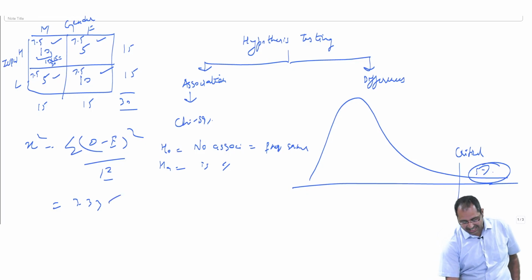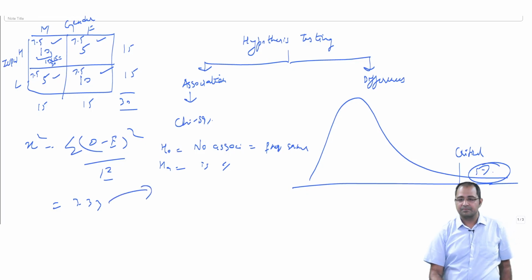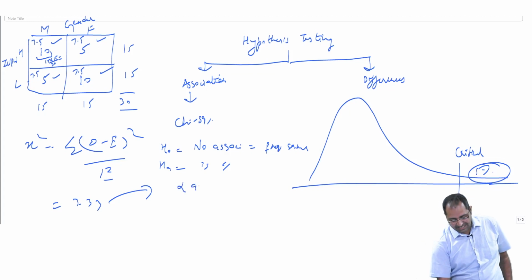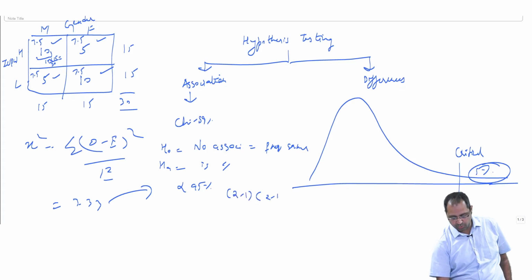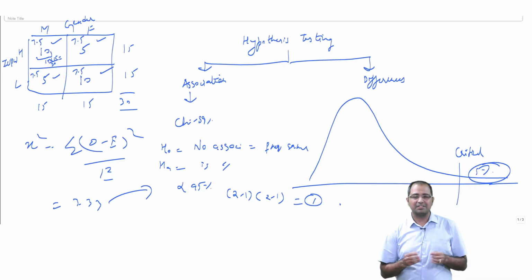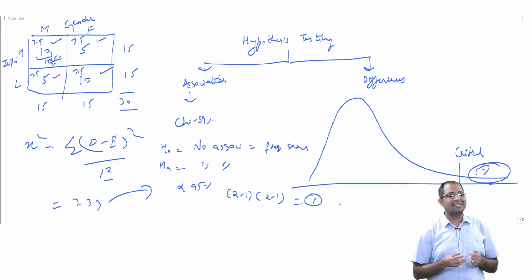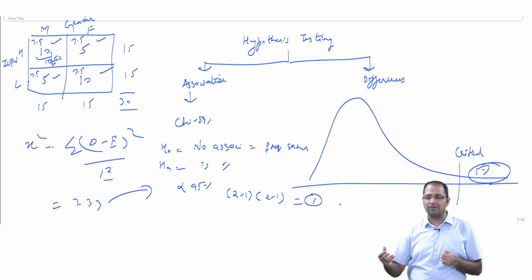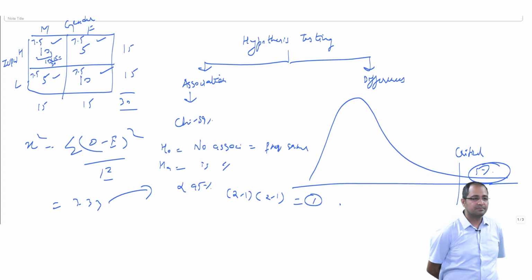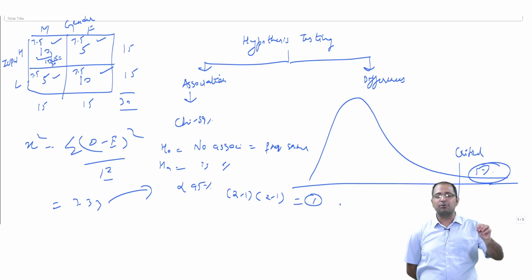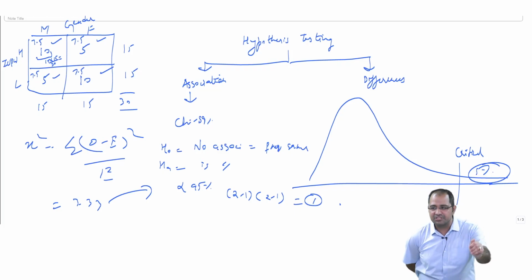Then we look at the chi-square chart for the alpha level of 95% and degrees of freedom. How do we calculate degrees of freedom? The number of categories in the row minus 1, 2 minus 1, into 2 minus 1 for the columns, equals 1. So what is happening here is we have a sample, and we are calculating a chi-square value and comparing it with a critical value to infer for the population whether there is some association or not. As I told you, in hypothesis testing we assume that the null hypothesis is true.